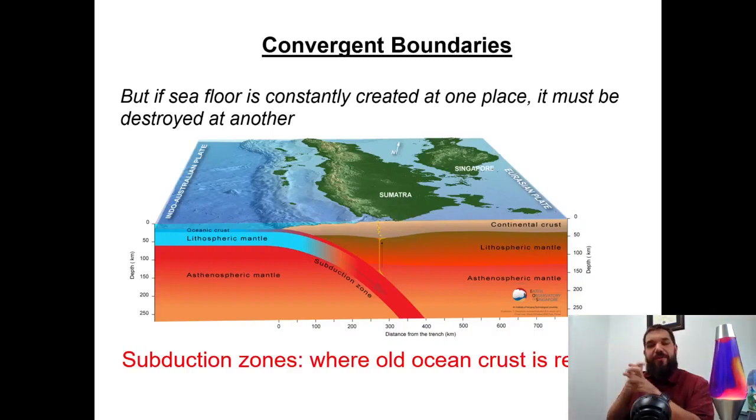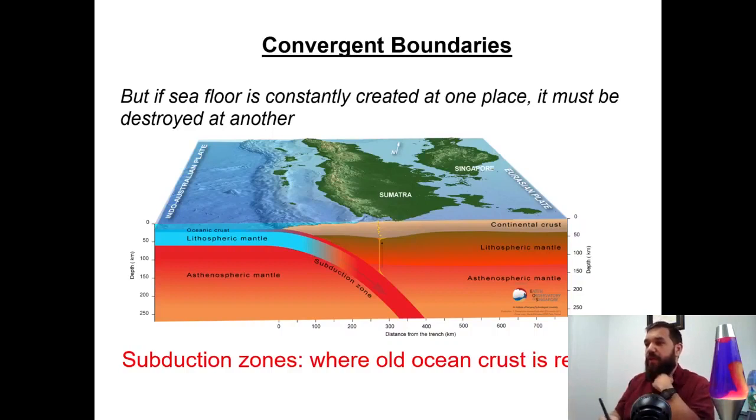Subduction zones are the graveyard of ocean crust and the nursery of continental crust. What does that mean? Subduction zones are where the ocean crust goes to die. And from its death, the continental crust is created. And I'll explain that now.